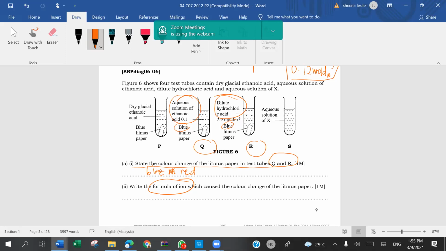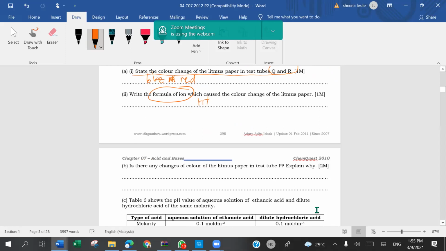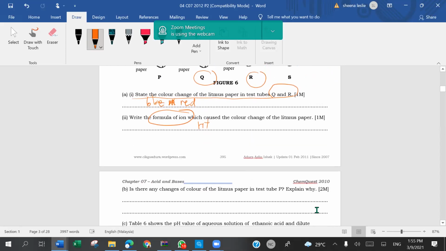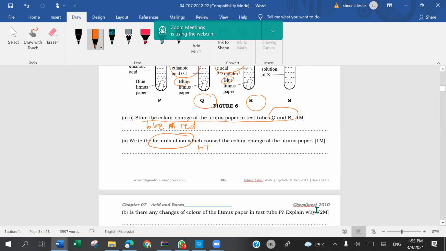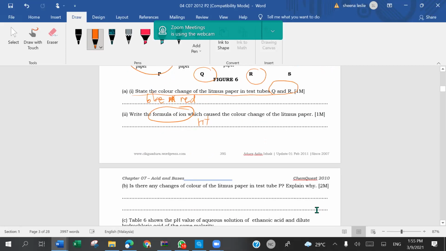H plus. Very good. It is H plus ions. Good job. Okay, you're doing well. Why? Is there any color change in P? P is dry glacial ethanoic acid. Are there any changes?